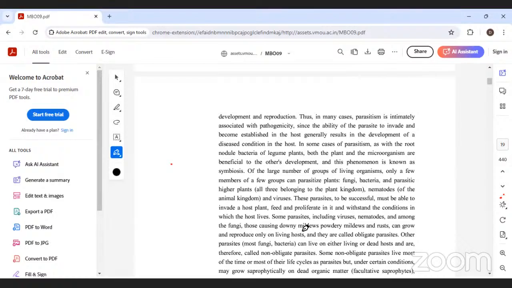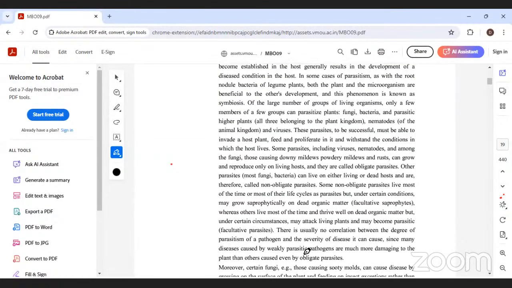In the fungi time, I'll explain this parasitism. These fungi can live on either living or dead hosts, therefore they are called non-obligate. See, obligate parasitism is there. The second one is non-obligate parasitism.